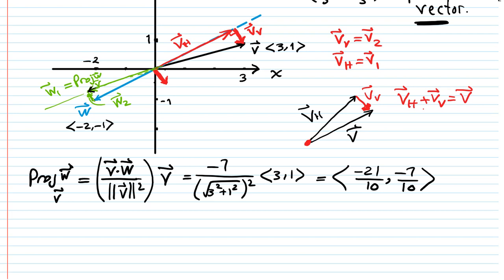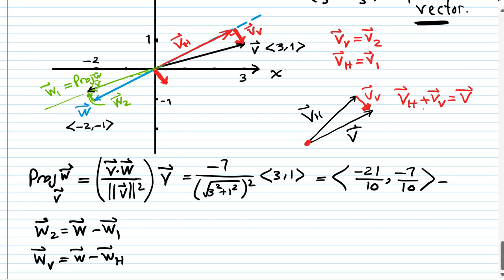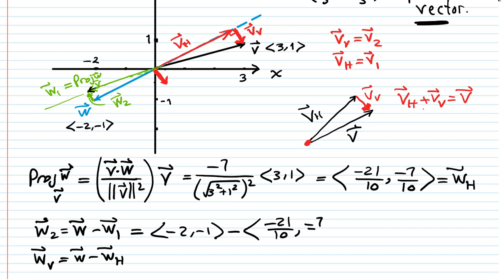And what about the vertical component of the projection, W2? That's W minus the horizontal. Again, this is W vertical, which is W minus the horizontal component. And this is the horizontal component. Okay, and the vector W, that one was -2, -1. And then we're going to subtract -21/10 and -7/10, the horizontal component from it.